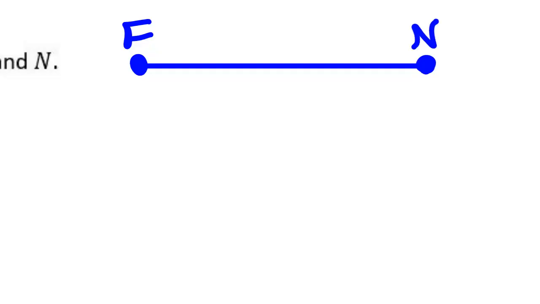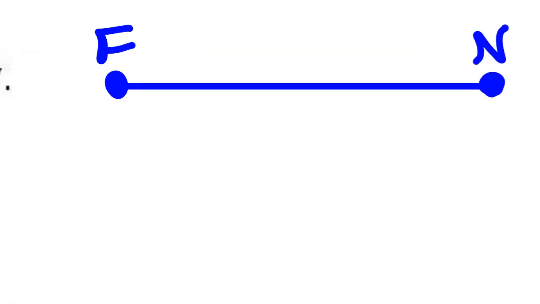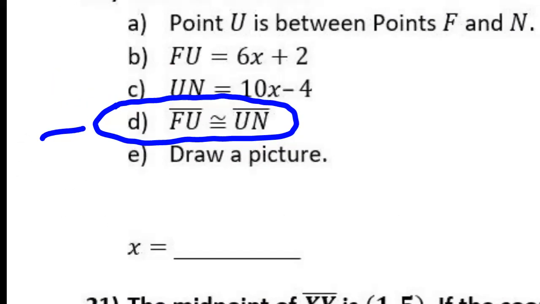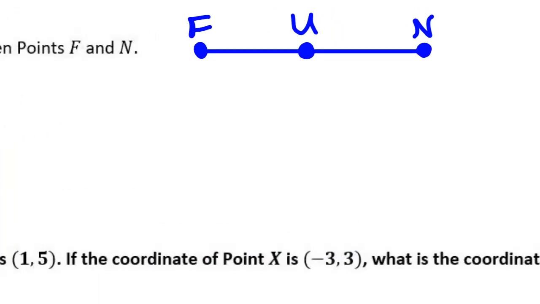We know that U is in between them somewhere, but because of what it says down here in part D, I know exactly where I have to put point U. Where does point U have to go? In the middle. Has to go exactly in the middle. Because part D says that segment FU and segment UN are congruent, which means the same size. So if those two segments are the same size, the only way that can happen is if U is the exact halfway point.